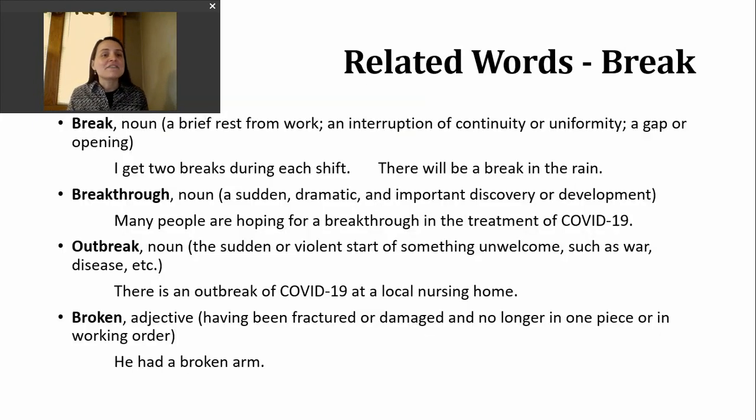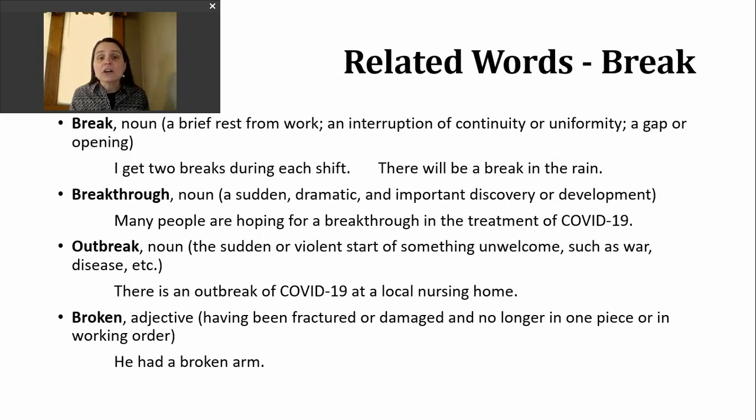Okay. Finally today, let's talk about a few related words to our verb of the day, break. And the first one you're going to notice is just a noun of the same spelling and same pronunciation. A break could be a few different things. It could be a brief rest from work, a very popular form of break. So that's my first example sentence there. I get 2 breaks during each shift.